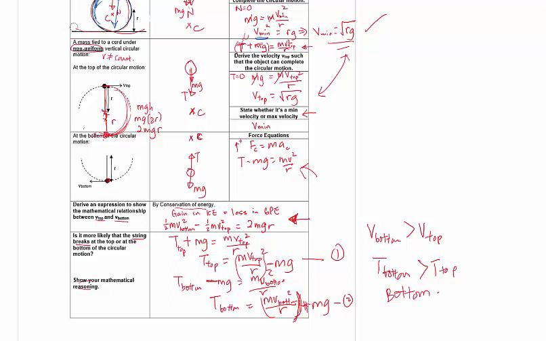So this is the conclusion. If you think about it, if you swing something, you will experience a tension greater at the bottom than at the top. At the top, sometimes tension can even be zero, and the thing will still go in a circle. So tension can be very small at the top, whereas at the bottom you will experience a bigger tension. Therefore, it is most likely to break at the bottom.